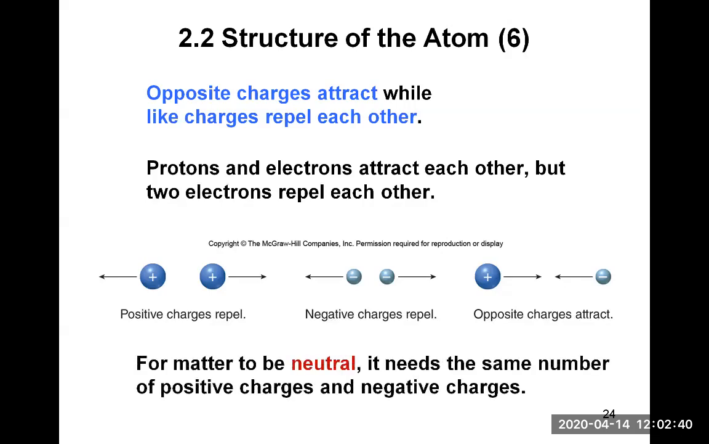For matter to be neutral, it needs to have the same number of positive charges and negative charges. So you can have molecules or atoms that are neutral on the condition that you have as many positive charges as you have negative charges. Looking at the whole atom or the whole molecule, it can be neutral, even though it's made of positive and negative charges inside.